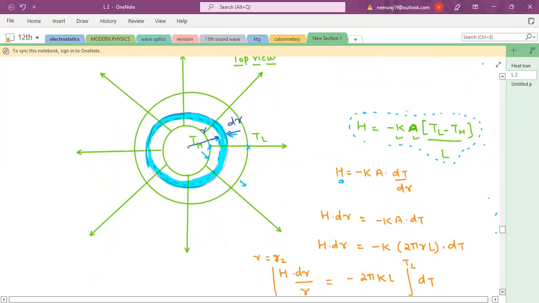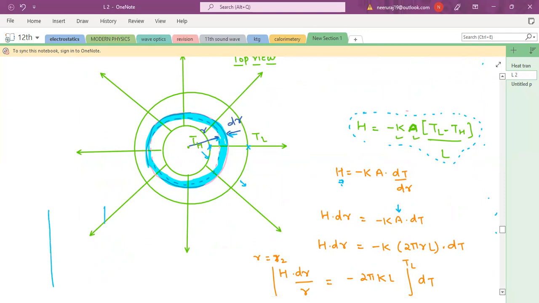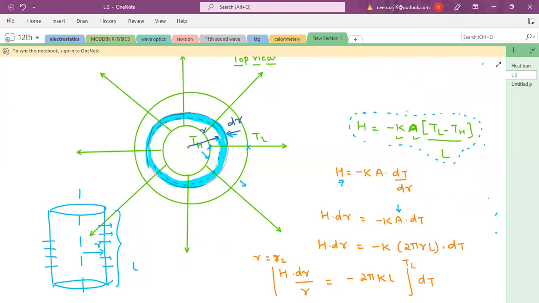Now let's cross multiply it and integrate the differential. So H and dr will come this side: H dr equals to minus KA dT. Now A is the area perpendicular to which current is flowing. I have taken this part, this cylinder. Its radius is r and its length is L. So by this cylinder, current is crossing, right? The area of this part is 2 pi rL, so I've written 2 pi rL into dT.